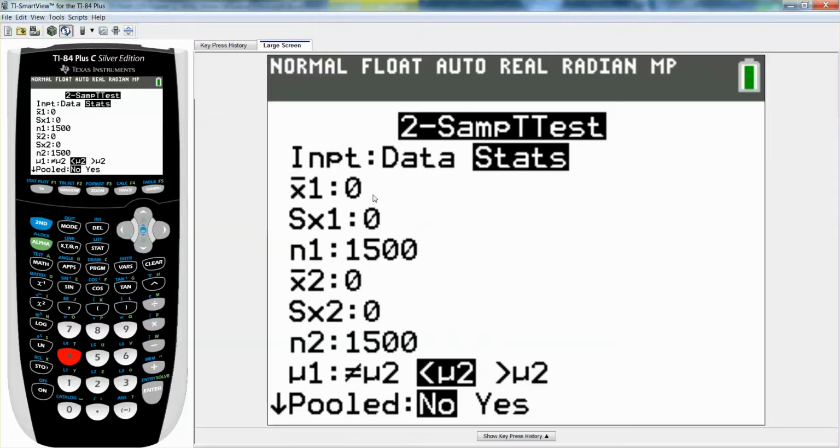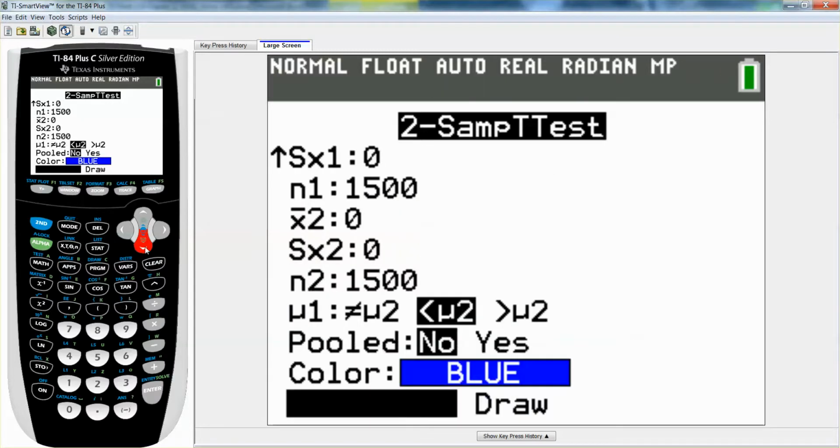So you got to tell it x bar 1, s1, n1, x bar 2, s2, n2. Then you have to choose your hypotheses, your alternative hypothesis. Then always remember that we always have pooled no in this class. And then you go down to calculate. Okay, so that's the 2-samp t-test.